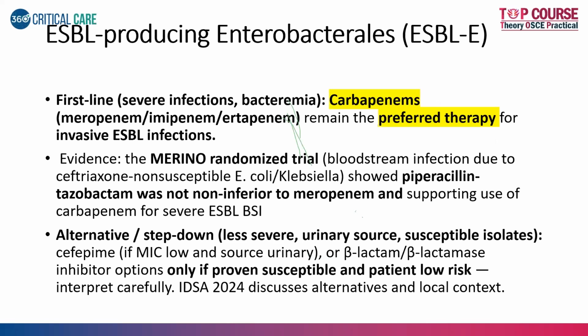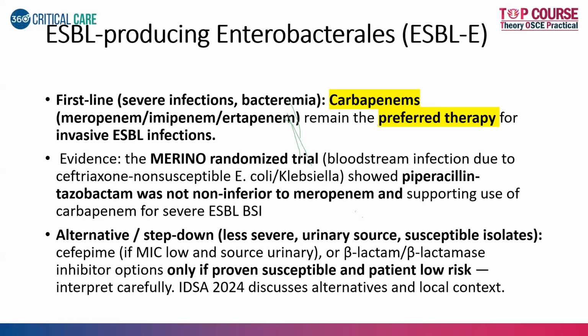ESBL Enterobacterales. The first line, especially in a patient with severe infection, is always carbapenems, especially if it is an invasive ESBL infection. It is proven by the MERINO trial. MERINO was a trial which checked what happens in bloodstream infections when we give piptaz versus meropenem. What it showed was piperacillin-tazobactam was non-inferior to meropenem, but the take-home point from that trial was if it is a severe ESBL infection in the bloodstream, always prefer carbapenem over BLBLI, that is your pip-taz.